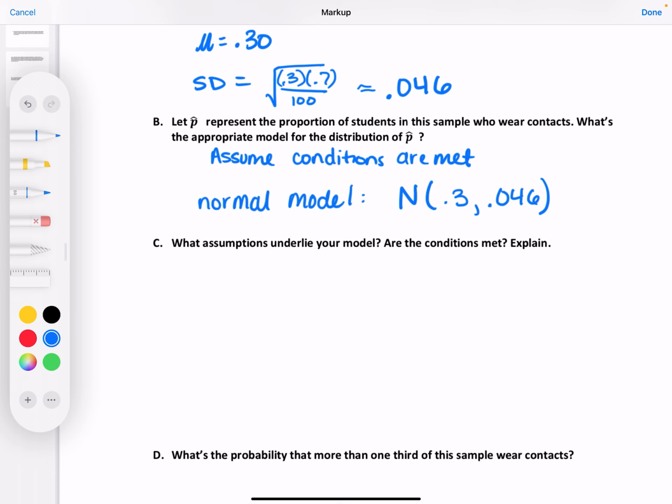What assumptions underlie your model? Are the conditions met, and explain. Okay, that's less than 10% of the college people. Okay, 10% condition, because 100 students is less than 10% of university students.